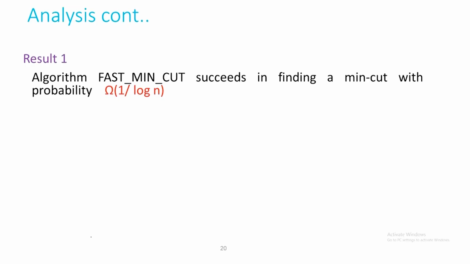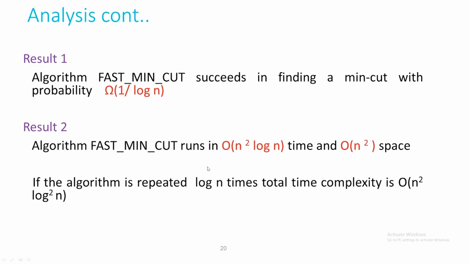So, the probability of success is at least 1 by log n. Next we can proceed to the next result, the running time of the algorithm. Algorithm fast min cut runs in order of n square log n time and order of n square space. Now, you can do this analysis, the computational complexity part.